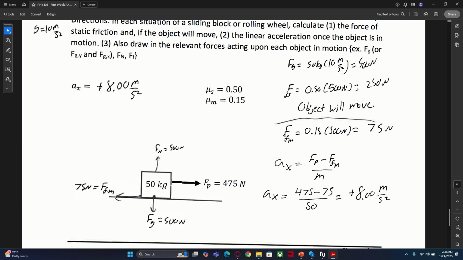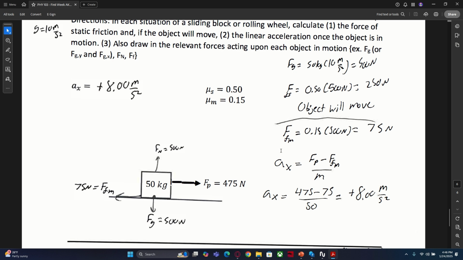Therefore, we should calculate our force of kinetic friction, or in this case, because it's mu sub m, then force of friction in motion. That's just coefficient of friction in motion, 0.15, times the normal force, 500 newtons, and that gets us to 75 newtons.